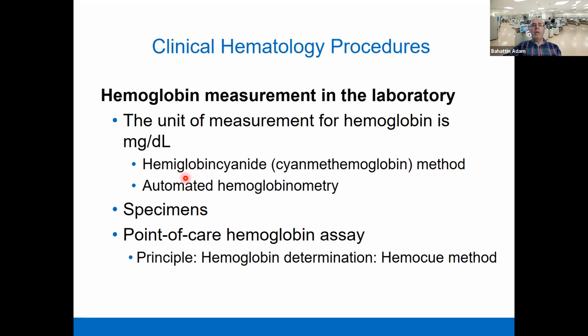As you see here, hemoglobin cyanide, or automated hemoglobinometry, are two methods that we are using to measure hemoglobin concentration, okay? And the specimen for hemoglobin should be anticoagulated whole blood. Point of care hemoglobin assay, as we discussed before, is also important and convenient for patients to measure hemoglobin near the bed.